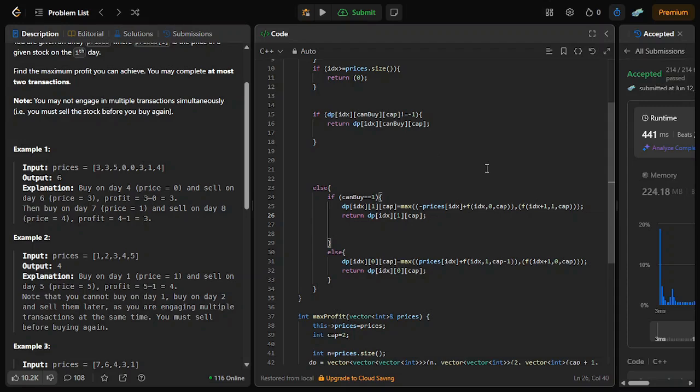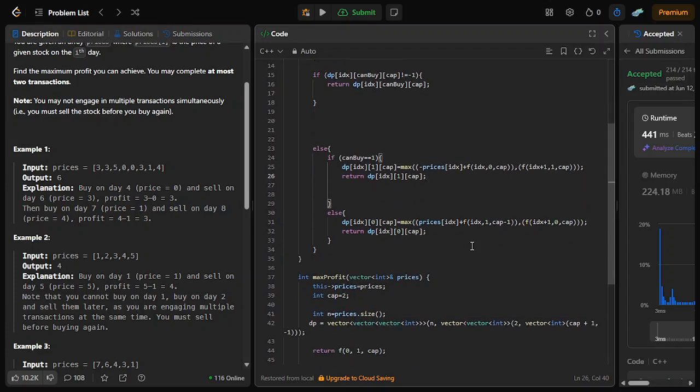Notice the style of writing here. Whenever you have the solution for a particular day and particular state, then you store it in a dp, right? So you store it in the dp array, and then you return the dp element. So that's how you memoize.